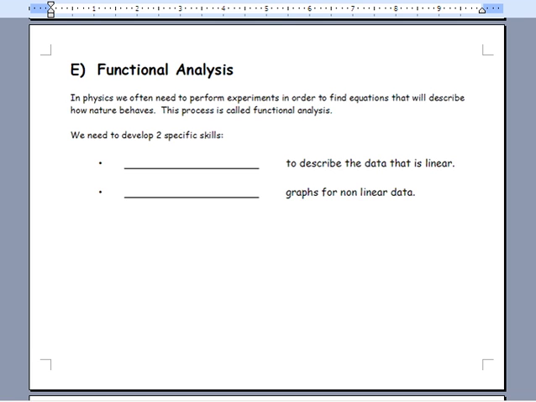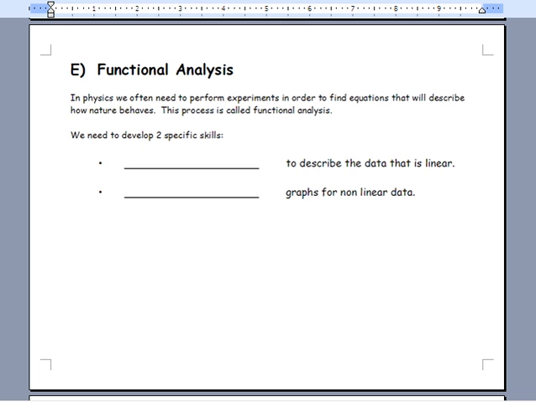Hey folks, welcome back to the back half of Chapter 1. In this lesson, we are going to look at something called functional analysis, which is a fancy physics term that's more efficient than saying this. It's the act of taking data, plotting it on a graph, making a line, and then using that line to come up with an equation that describes the data.